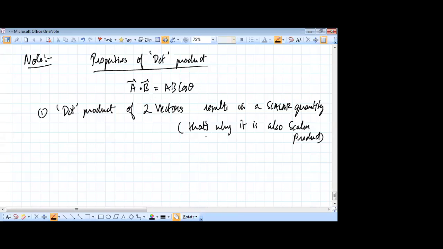Because you can see, on the right hand side, what is A dot B? It is AB cos theta. This is the magnitude of a vector, so it's a scalar. This is the magnitude of a vector, it's a scalar. And this is on its own just a number. Magnitude of any vector is a scalar quantity. So it gives us a scalar quantity.